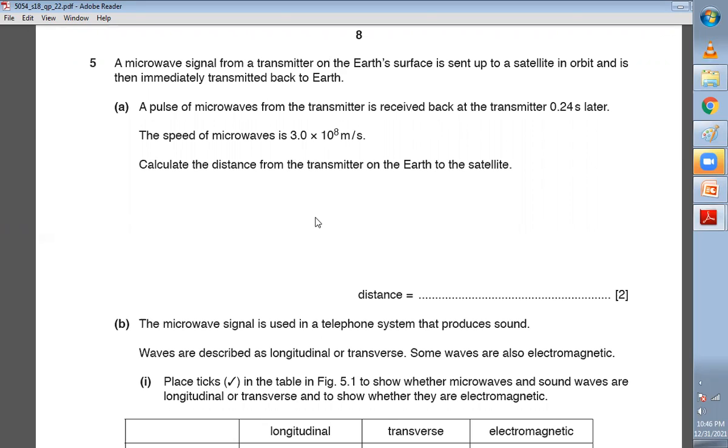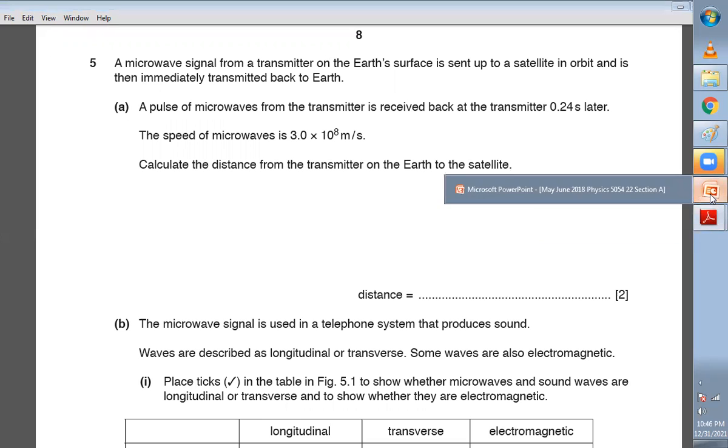So it went to the satellite and came back in 0.24 seconds. The speed of the microwave is 3 × 10^8 meters per second. Calculate the distance from the transmitter on the Earth to the satellite. So you have to tell what is the distance between the Earth and the satellite, the transmitter on the Earth and the satellite. Okay, it's a very easy question.